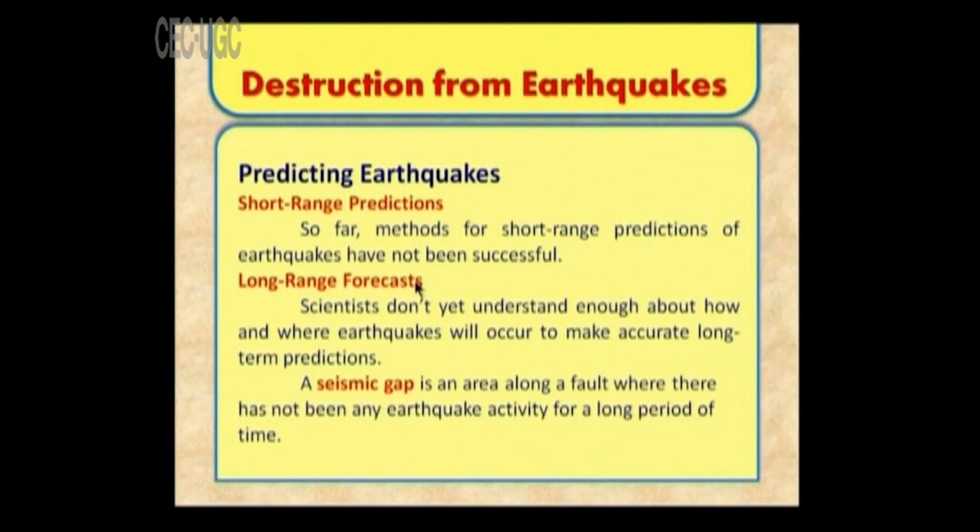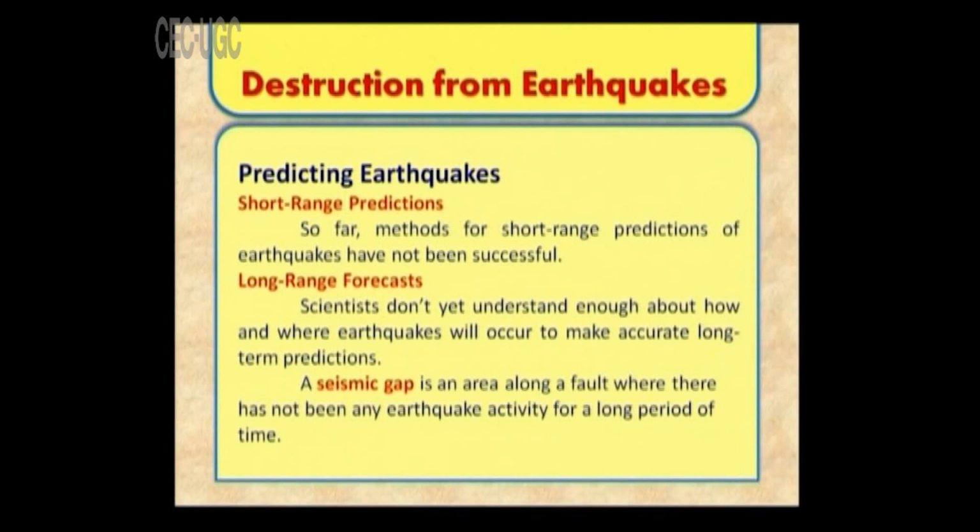So, in case an earthquake occurs, we cannot predict it immediately. So, at least we can save ourselves. How can we save? That is called long range forecast. That means scientists do not yet understand enough about how and where earthquakes will occur to make accurate long term predictions. Only with the help of some warnings can we predict earthquakes. At least we can save based upon earthquake warning signals. A seismic gap is an area along a fault where there has not been any earthquake activity for a long period of time. So, that is one thing.